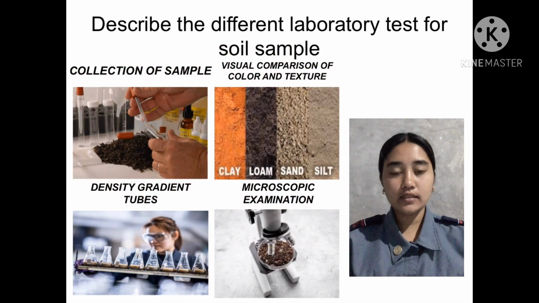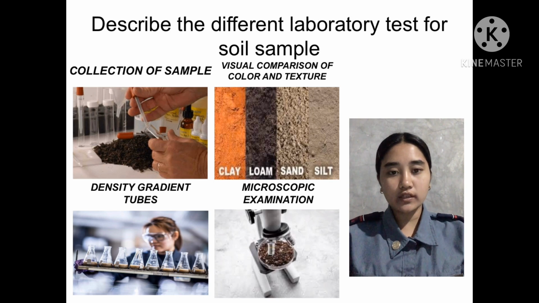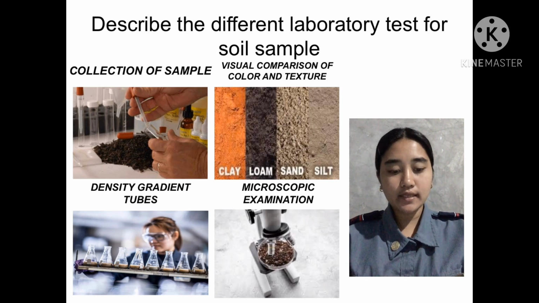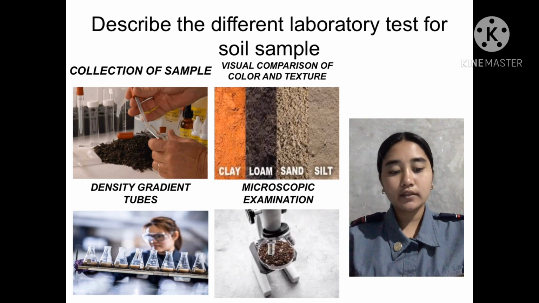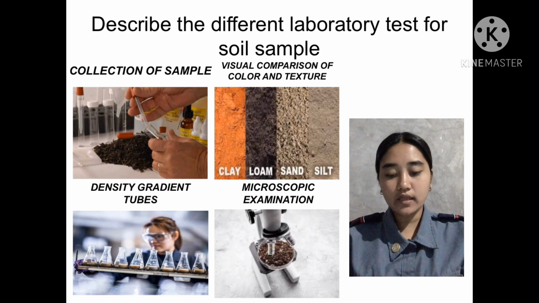And the last one is describe the different laboratory tests for soil sample. The first one is collection of sample. Second is visual comparison of color and texture. The third one is microscopic examination, and the last one is density gradient tubes. So, sa collection of samples, syempre, dapat yung samples mo is dry para madali siyang ma-identify. Visual comparison of texture and color.